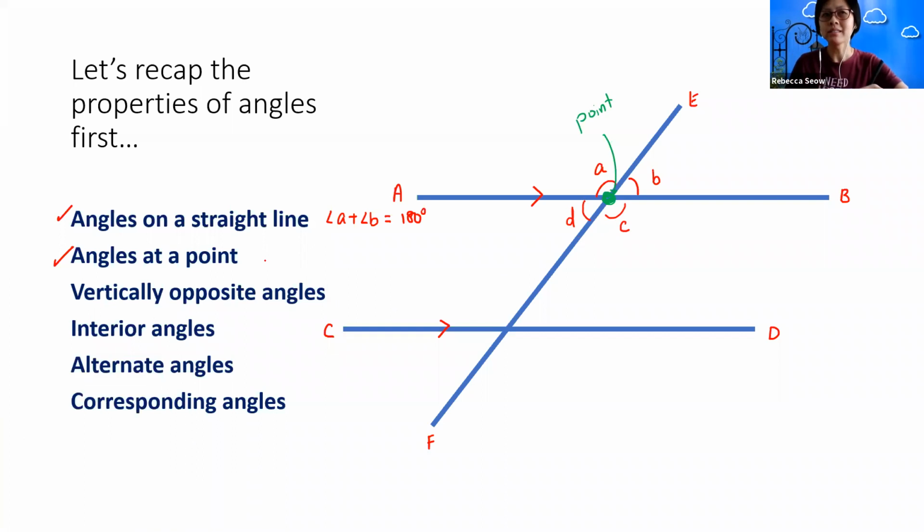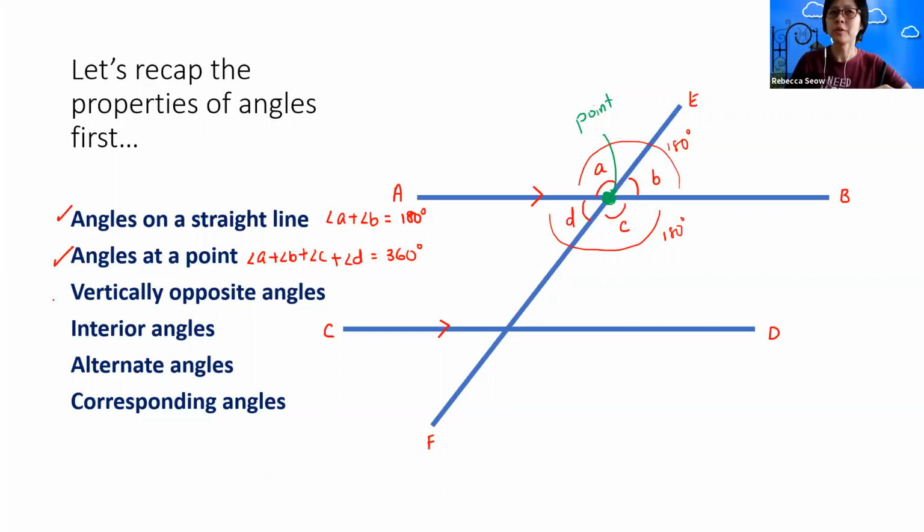And all 4 angles actually would add up to be 180 degrees times 2, because you realize that at the top, above line AB, this makes 180 degrees, and below line AB, this makes another 180 degrees. So if you were to add up both angles of 180 degrees, you will have 360 degrees. So angle A plus angle B plus angle C plus angle D will give you 360 degrees. So this is angles at a point.